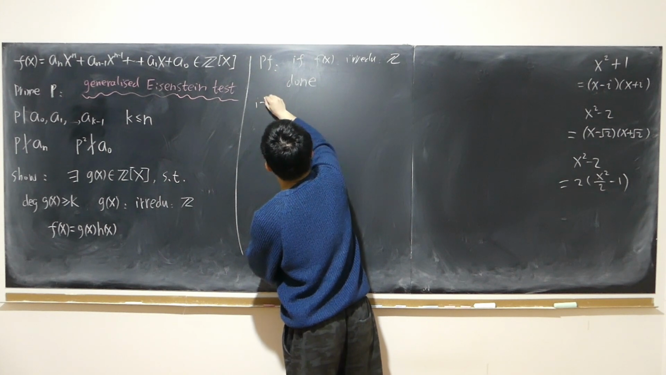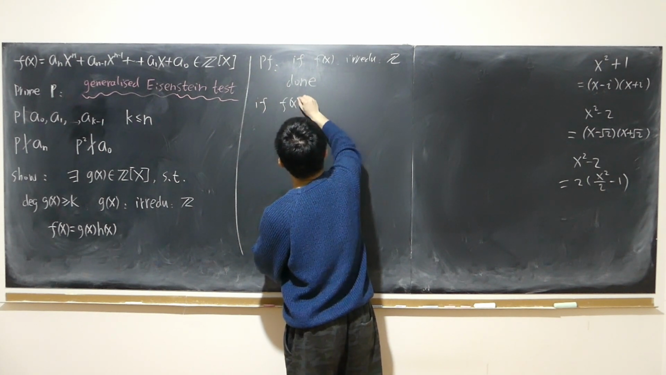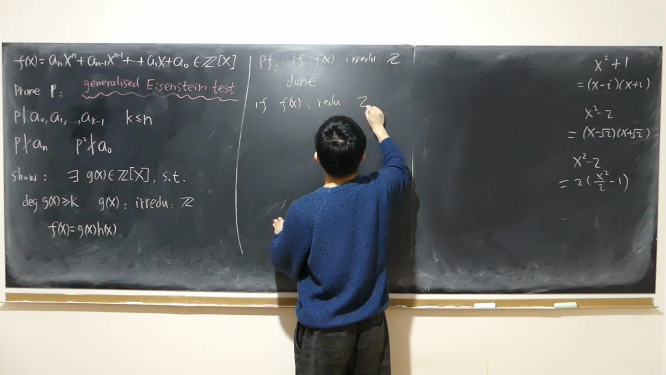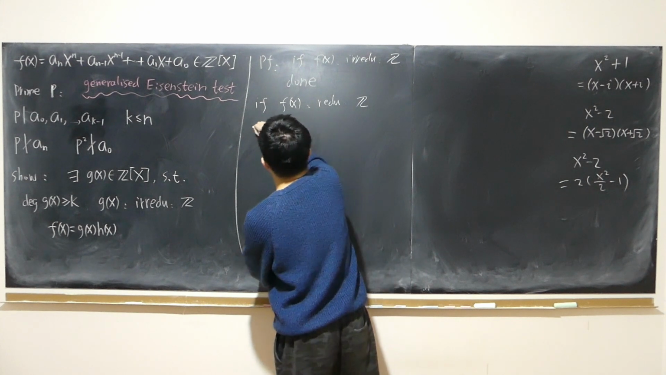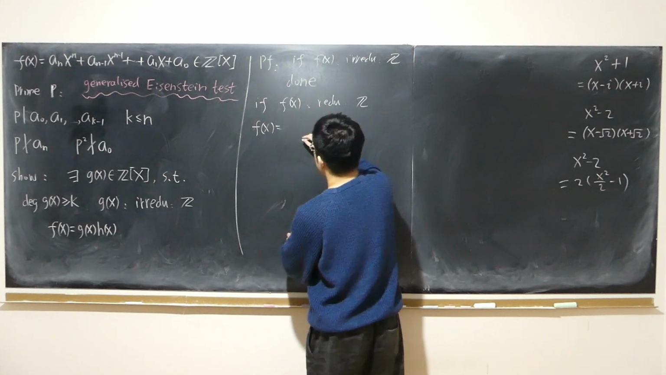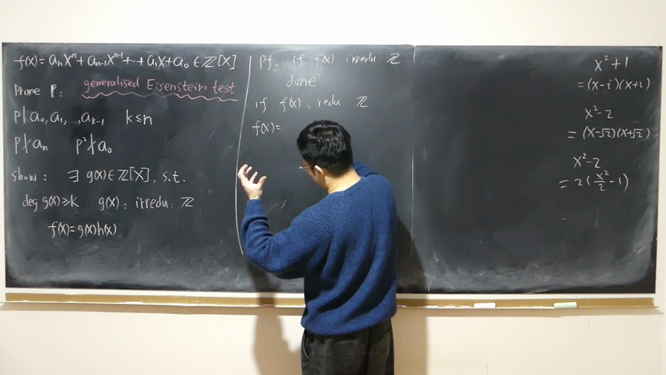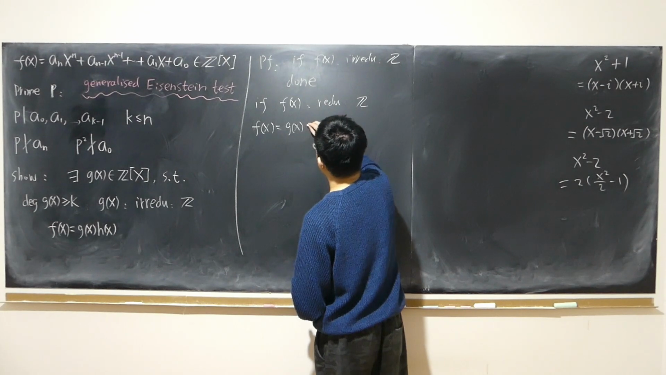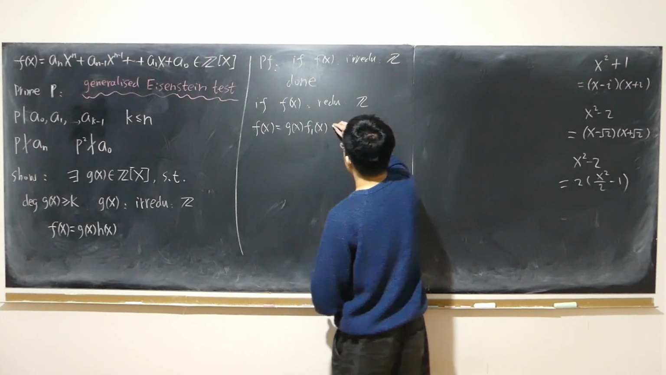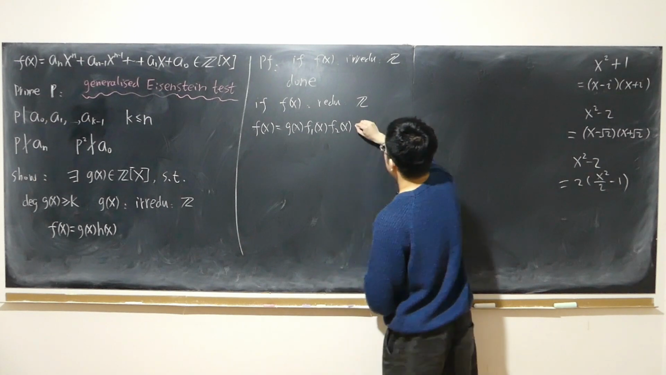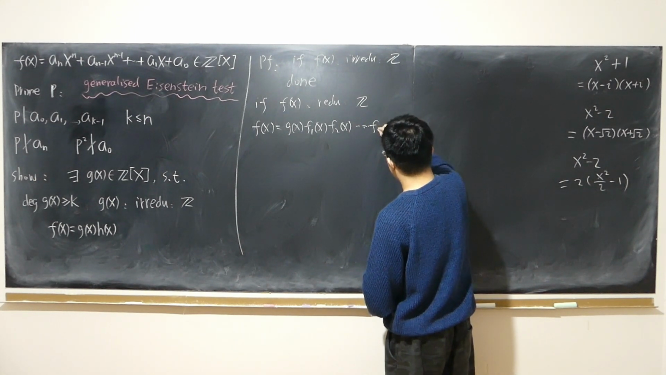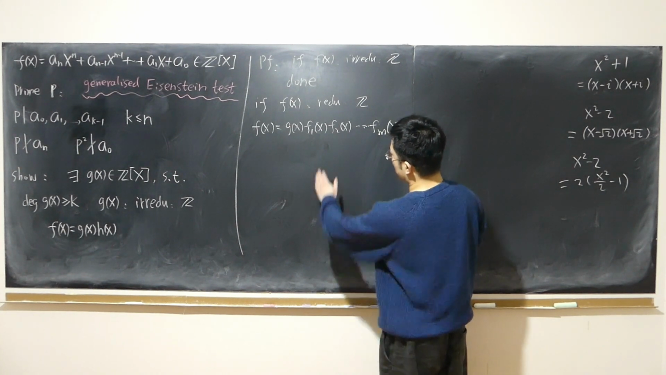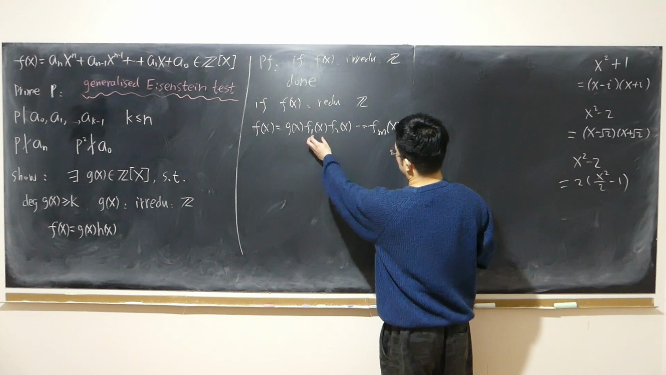Now if f is reducible over integers, in other words, it can be written as a product of several polynomials where each polynomial has degree at least 1, let's call that g of x times f1 of x times f2 of x, all the way up to fm of x. None of the polynomials is a constant polynomial, each has degree at least 1.